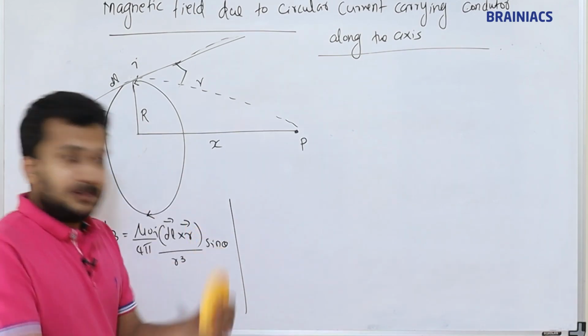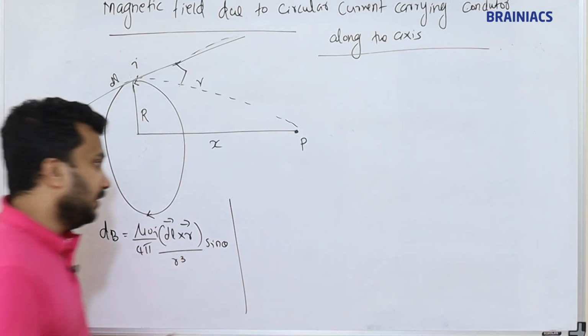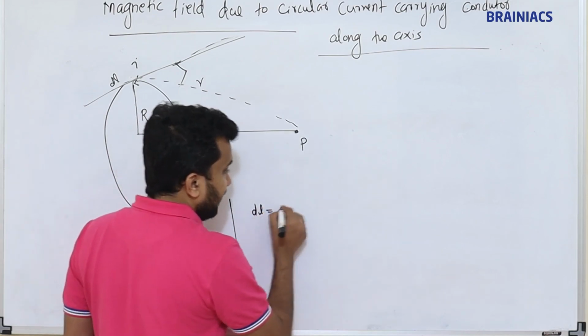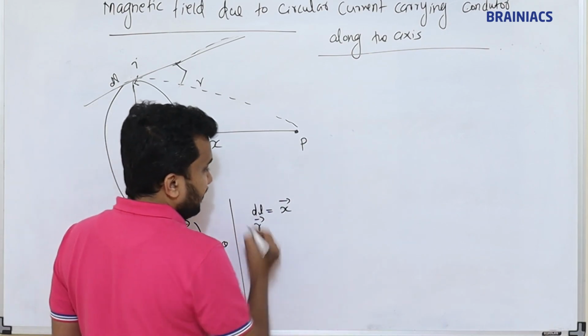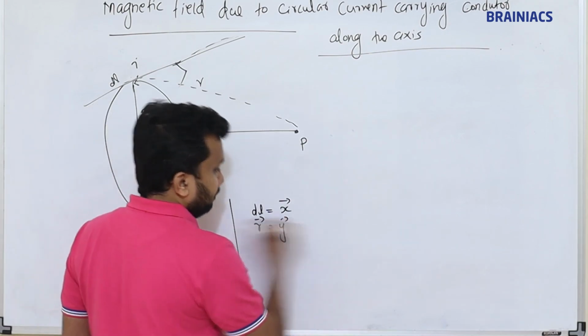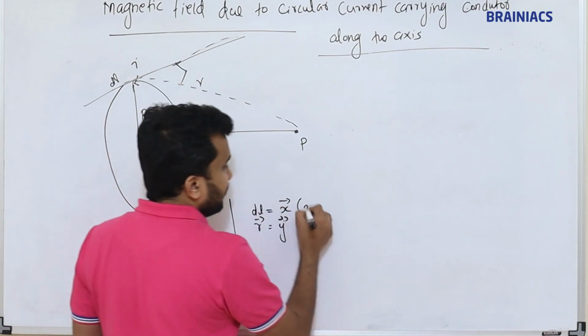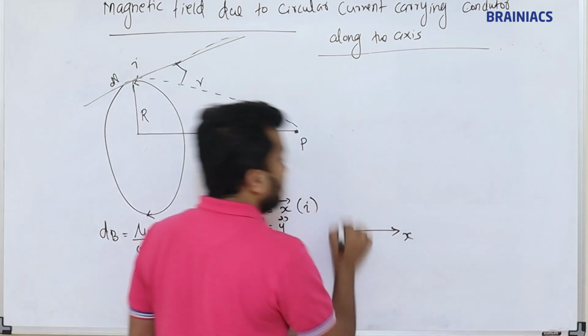The specialty of dB is that dl and r are perpendicular. Okay, now just for your example, I'm assuming dl is in the X direction. R is in the Y direction. So dl is in the X direction means I is also in the X direction. Now just let me plot X and Y.